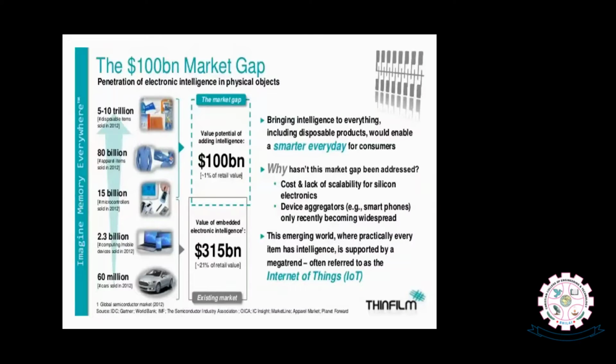Now if you look at the global market, it's growing day by day, and it's not in one area. The penetration of electronic intelligence in physical objects itself is a 100 billion market. These statistics are about 2012 statistics that I am showing, but by now it would have doubled every 5 years. When you look at electronic devices, their usage is doubling every 5 years. That means you can understand the importance and the growth of that.